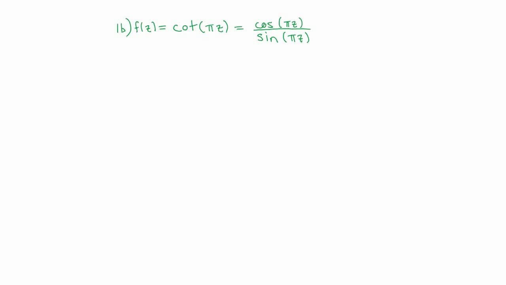This function is going to be important to us in a minute after we talk about the residue theorem. Cotangent pi z is cosine pi z divided by sine pi z, and both the numerator and denominator are entire functions. That means that f of z is meromorphic on the entire complex plane. The only zeros of the denominator are simple zeros at points where z is an integer. By a simple zero, of course, I mean a zero of order 1. Since the numerator does not have zeros at those points, we conclude that the only poles of this function are simple poles at the integers.